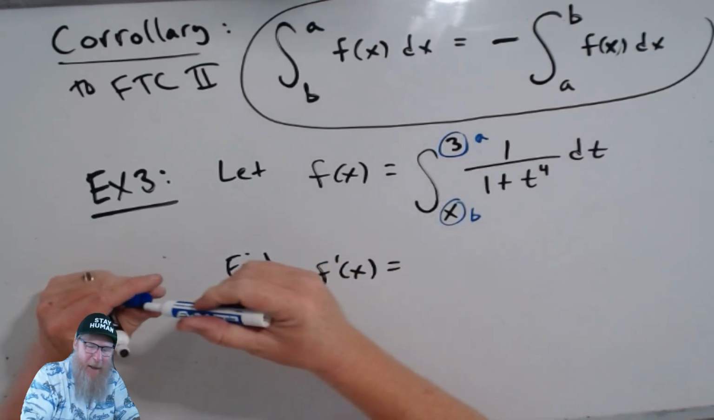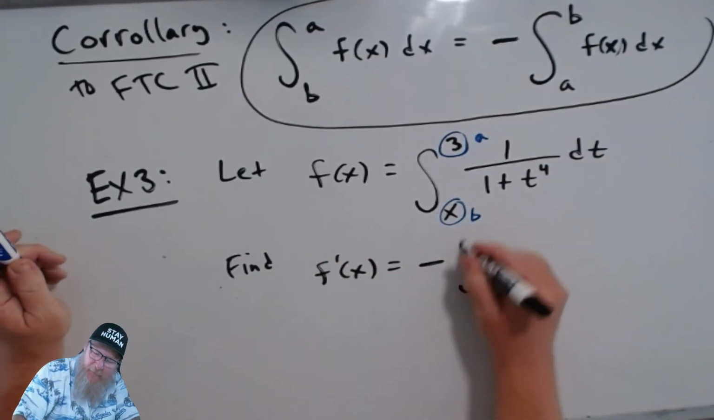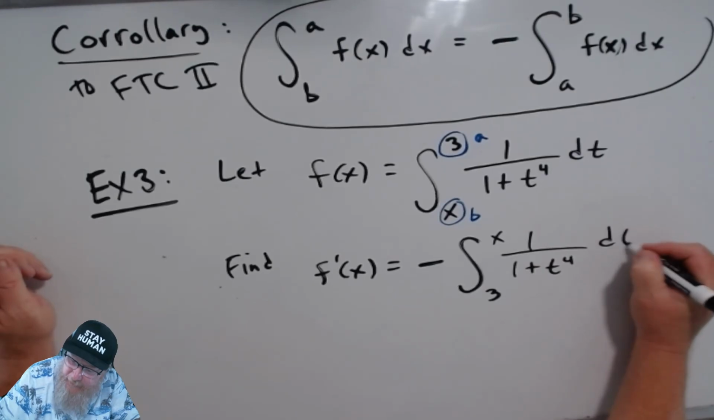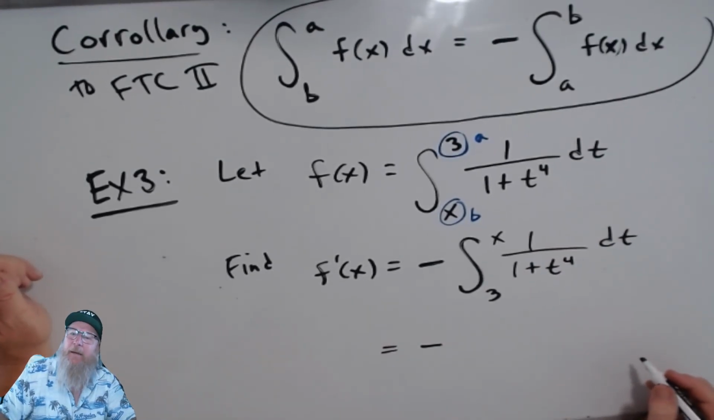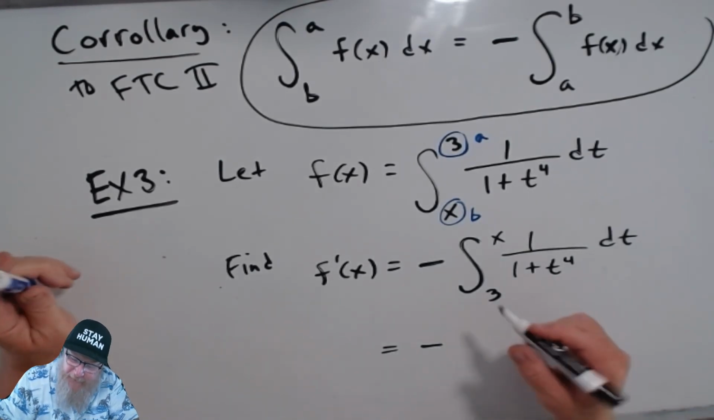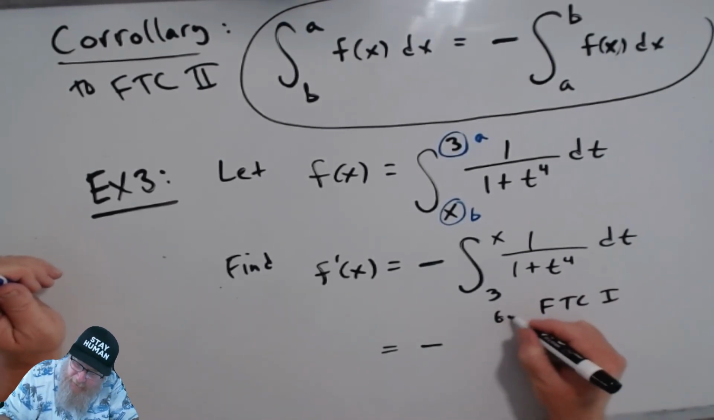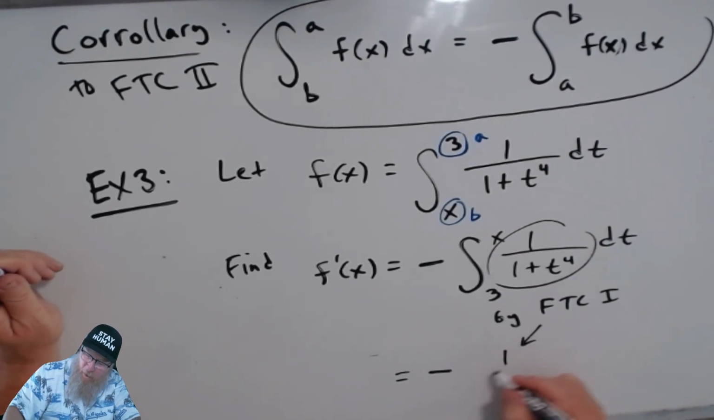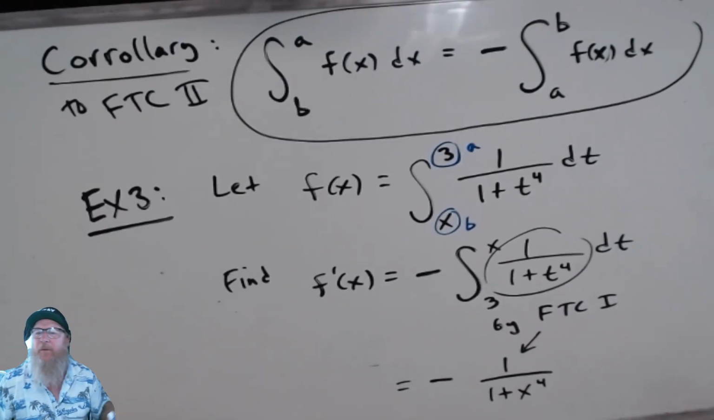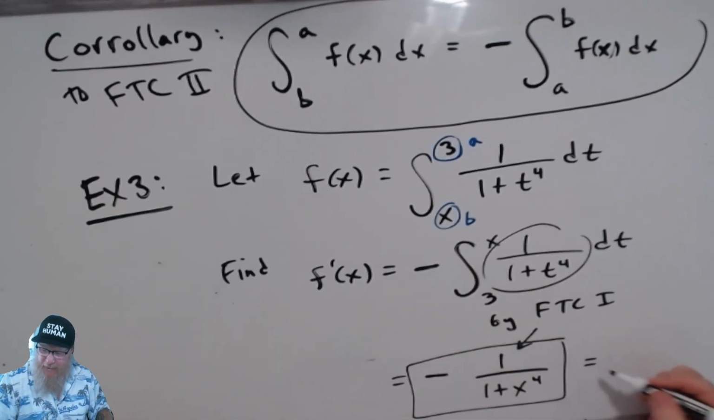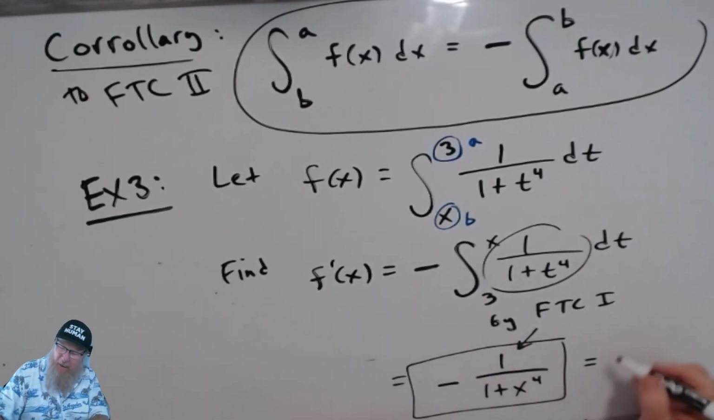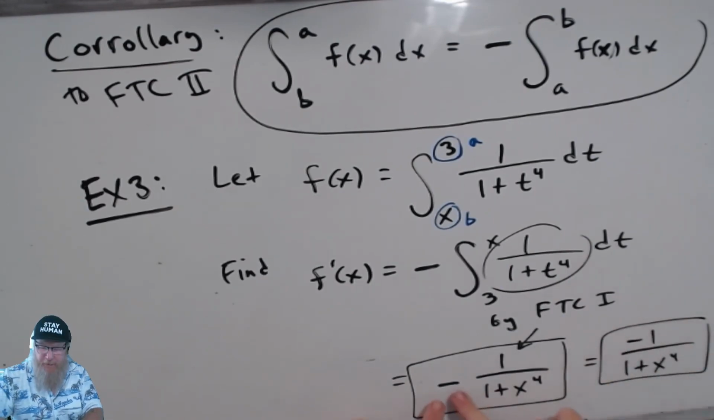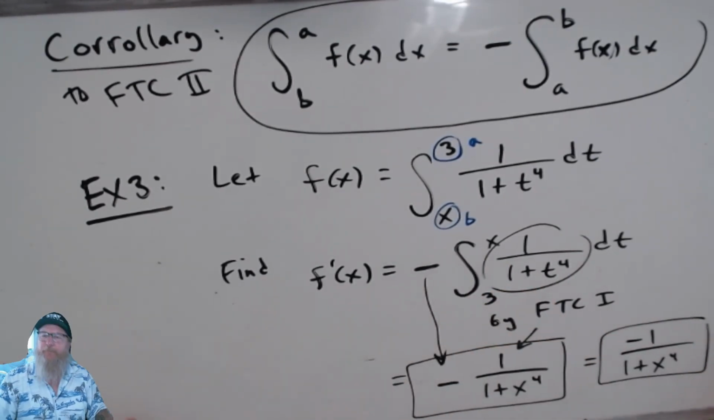So that will be equal to negative the integral from 3 to x of 1 over 1 plus t to the 4th dt. And then we'll do the FTC, Fundamental Theorem of Calculus 1. You're going to get 1 over 1 plus x to the 4th. And that's your final answer. If you're afraid this negative is going to fall off, you can put it up with the 1 like that. Or you could just leave it out in front. It's up to you.